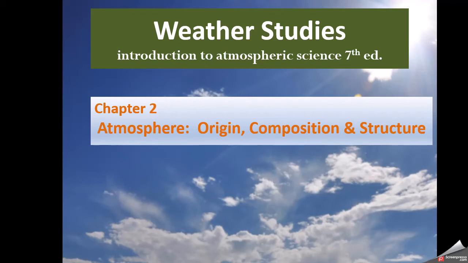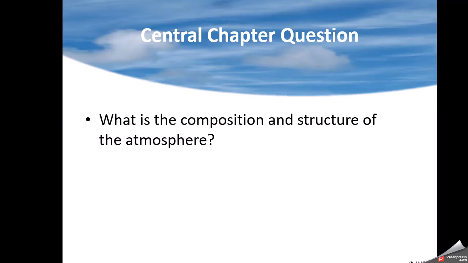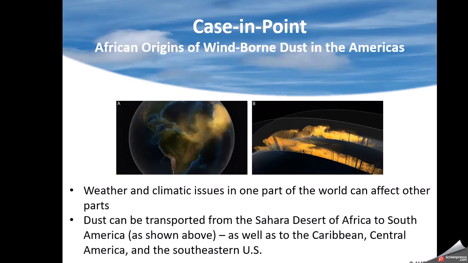In Chapter 2, you start talking more about the atmosphere and its origins, composition, and structure. So we're just going to start very simply. What is the composition and structure of the atmosphere? Well, the atmosphere covers the whole Earth, so what impacts one part of the atmosphere may have an impact in another.